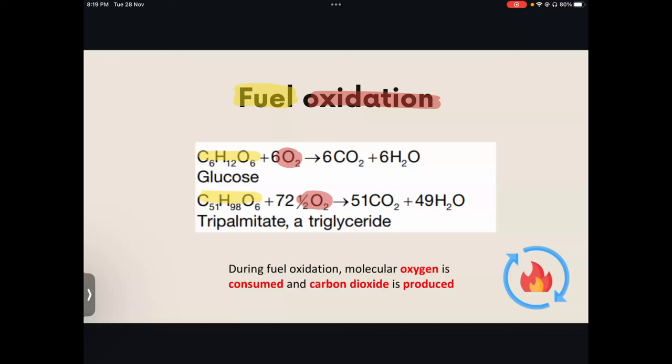Those are fuels. They're what provide you with energy. And oxidation is just the reaction that is happening here. I'm sure you guys know what oxidation is. We need the oxygen in this reaction in order to break down the fuel into our products. And so in fuel oxidation, the products are usually carbon dioxide and water. So oxygen is used, carbon dioxide is produced.